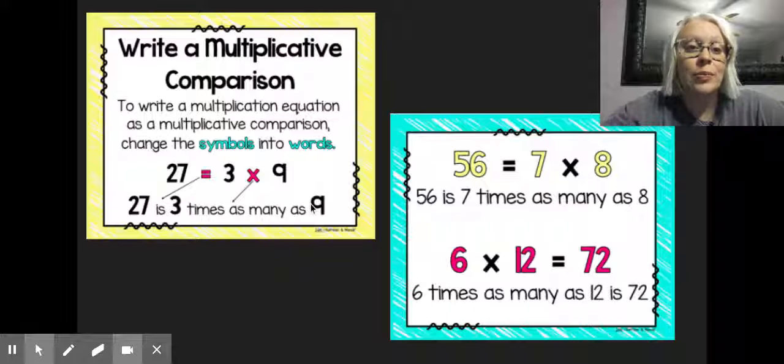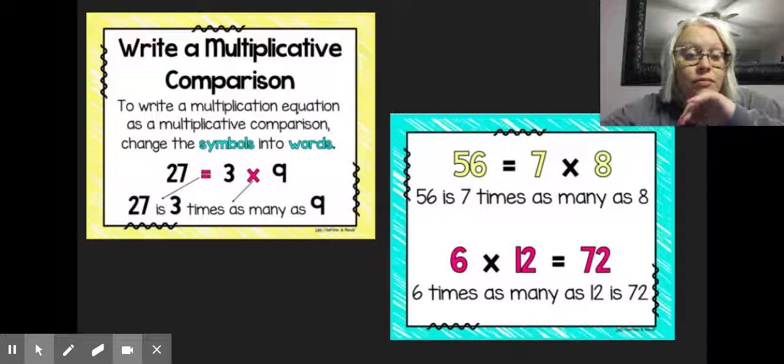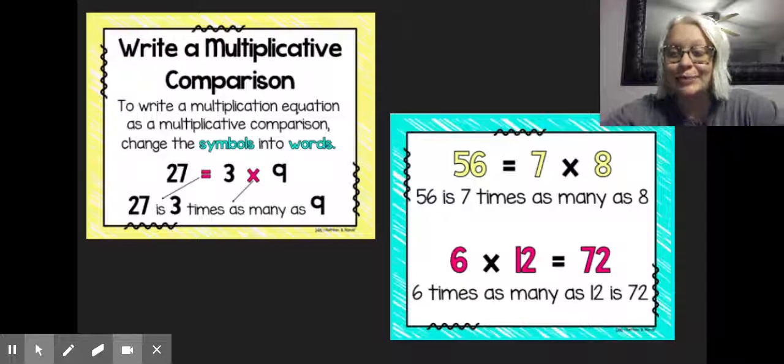So in this problem, they had to multiply 3 and 9, and they figured out that 27 is 3 times as many as 9.